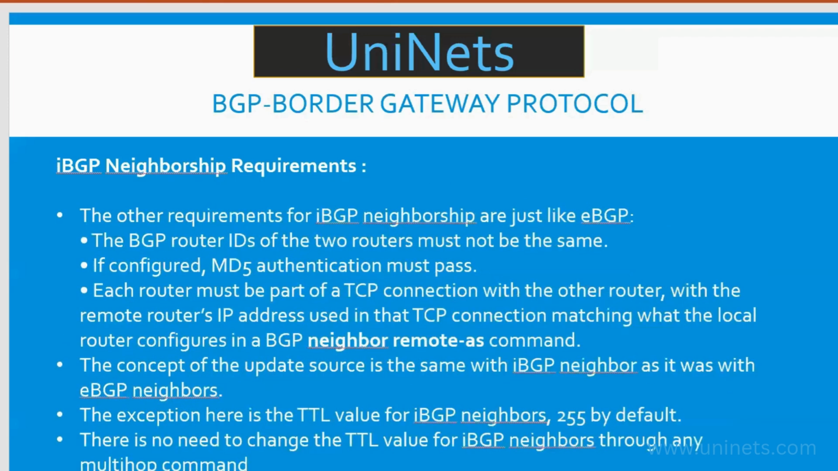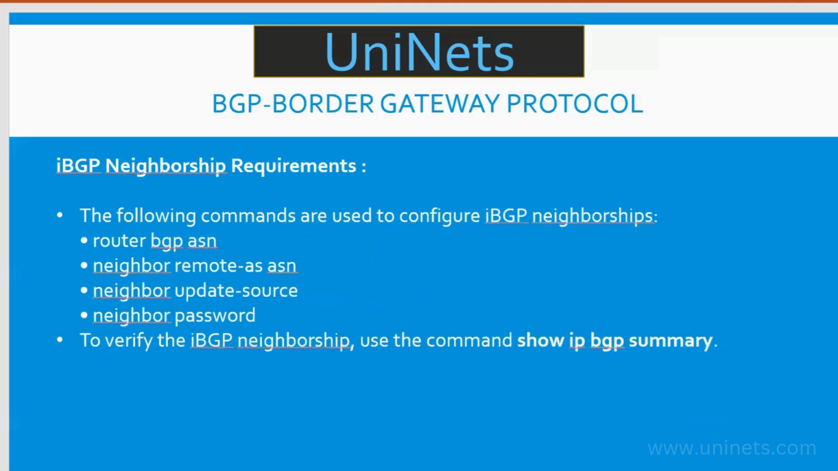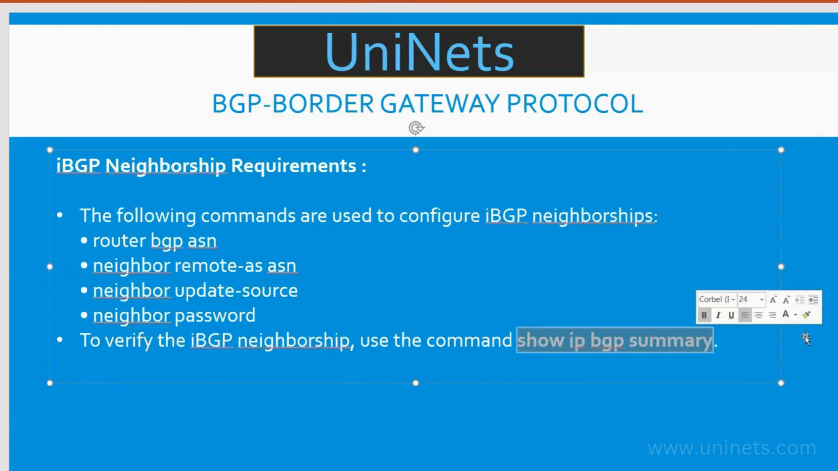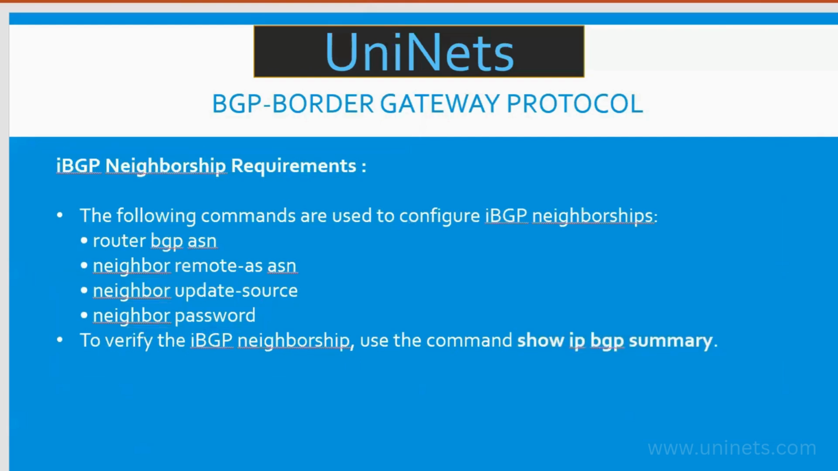So again the password is also the same. Already we have done that. So first router BGP ASN, then the neighbor remote ASN. You have to tell who is your neighbor and what is his remote AS number, and the update source loopback, and if you are having a password, tell the password. And in order to verify the IBGP neighbor, use the same command as show ip bgp summary.